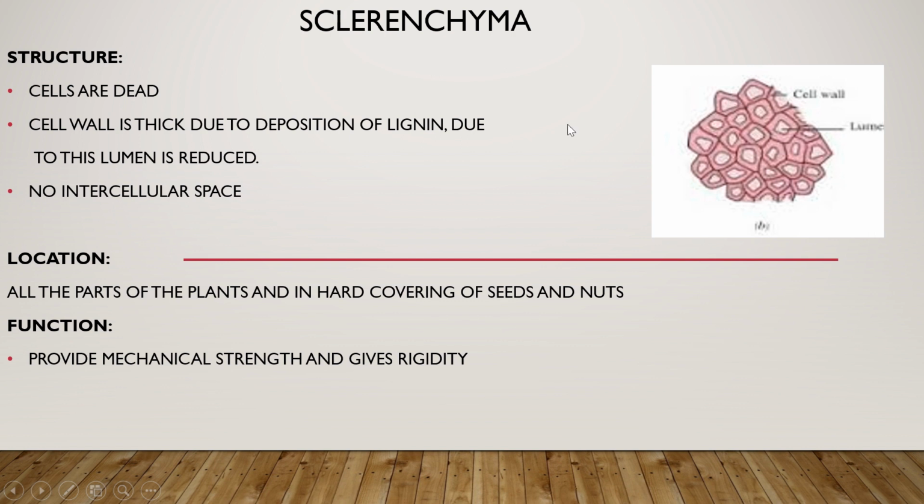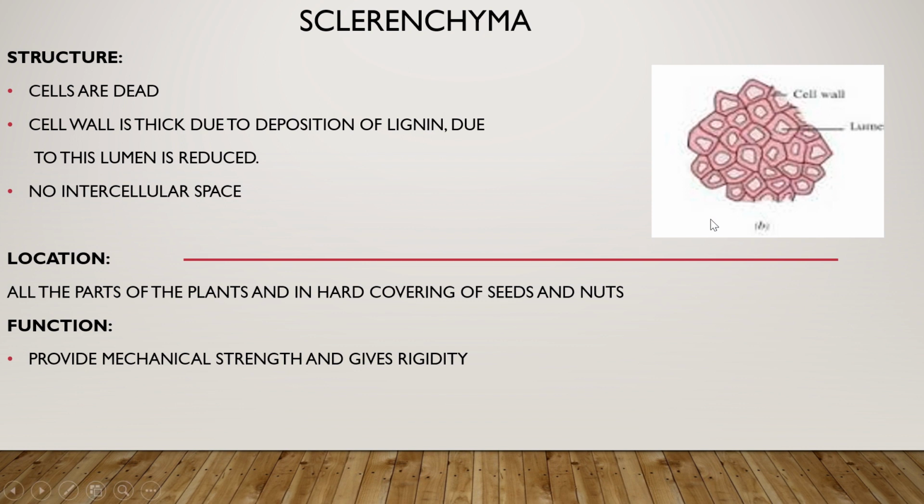And this is due to the deposition of lignin. Lignin is a substance. Due to the deposition of lignin, the cell wall is very thick. And that is why the lumen, this empty space, becomes very small because the cell wall is thick all around. So the lumen is very reduced. And as you can see, the cells are tightly packed here and there is no intercellular space in between them. So this is the structure of sclerenchyma.